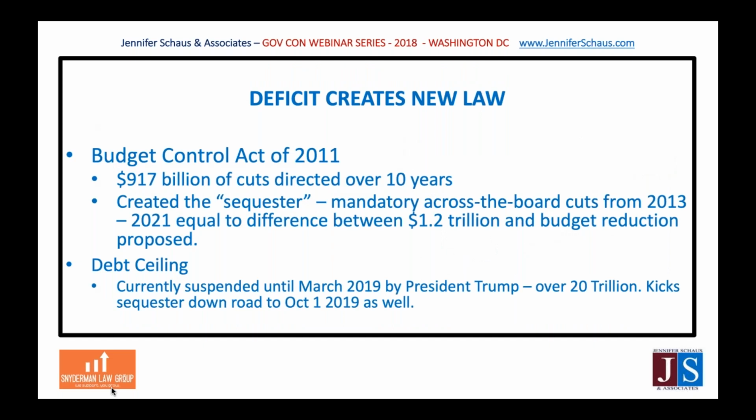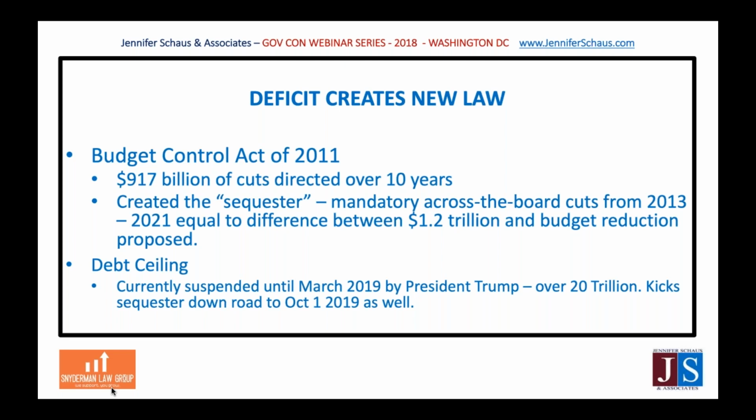So when I say that the deficit affects us, it essentially has created new laws that affect the budget process in a huge manner. So the Budget Control Act of 2011 mandated $917 billion in cuts over 10 years. Essentially, this was the attempt to try to bring the federal budget back under control by creating sequesters, which were mandatory across-the-board cuts, starting in 2013 through 2021, that would equal about the difference between 1.2 trillion and the budget reduction proposed.